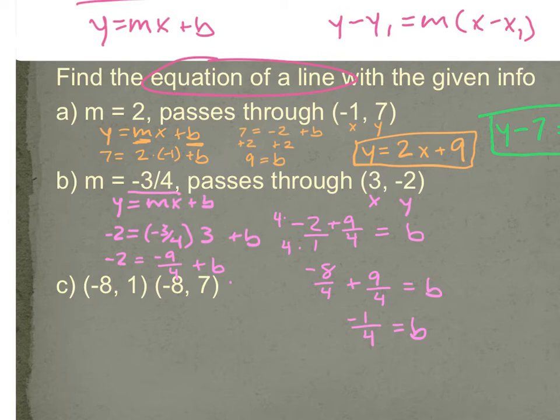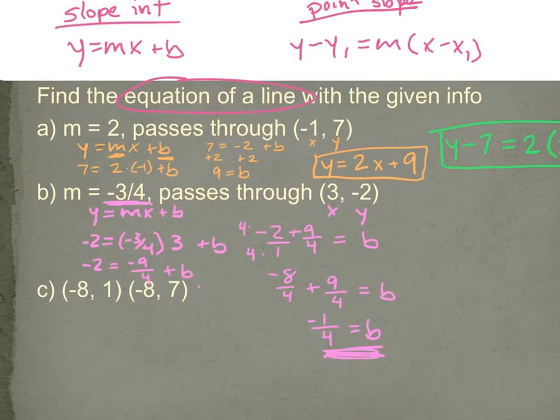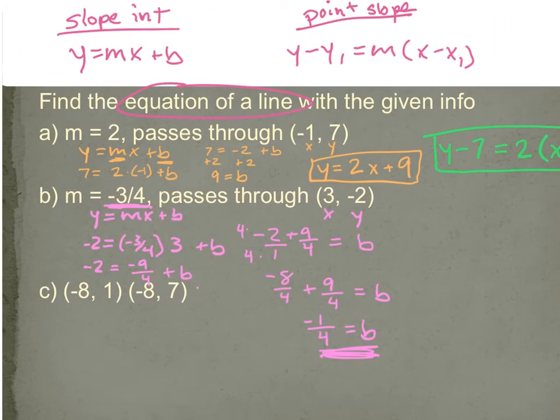So now that we have our b, our y-intercept, and we have our slope, we can plug these two into our formula for slope-intercept form. So we have y is equal to, we plug in our m, which is negative 3/4, times x plus b. Our b is negative, so it would be minus 1/4.